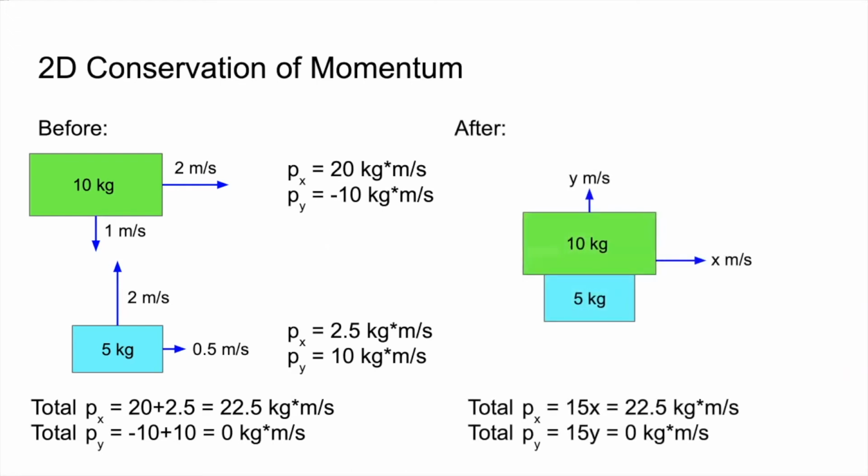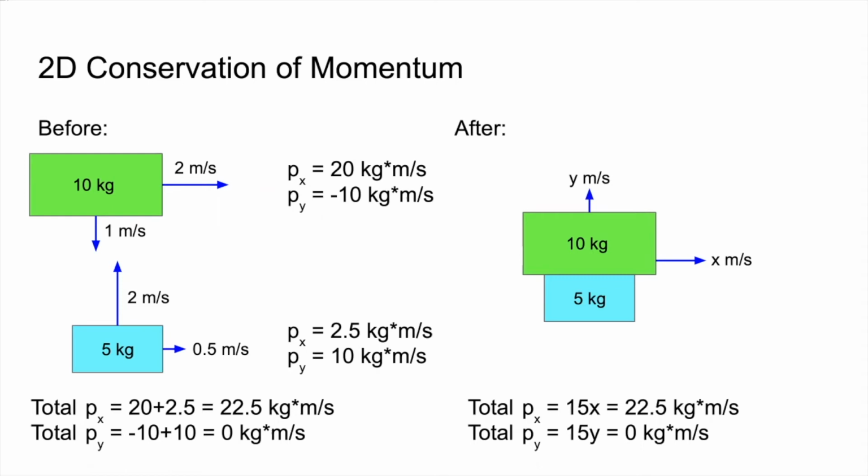We're once again going to assume an inelastic collision. So the total x momentum is the total mass, which is 15, times the x velocity, and it's equal to the total x momentum before, which is 22.5. And for the y velocity, we don't know if it's going to be upward or downward because there was one block going upward and one block going downward originally. But since positive is upward, we're going to draw the vector for the y velocity upward for now, and if necessary, we will adjust it.